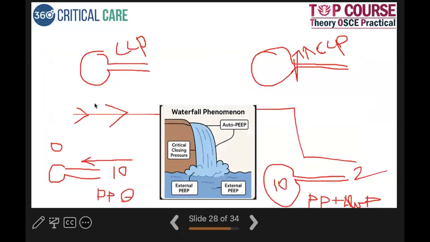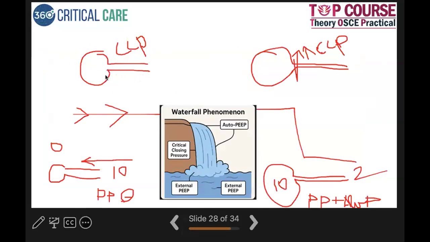See, I'm extremely sorry for my pictorial skills. I don't even have any. I just tried to do it just before the class. Okay, so this is the normal alveoli. Just imagine this. This is a normal alveoli, and this is the normal airway.